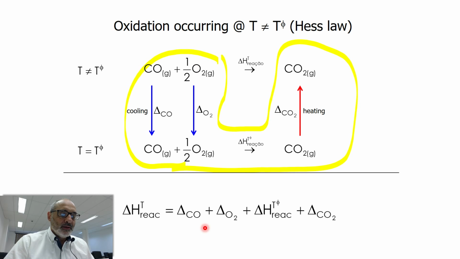It's equal to the heat that we removed from CO and O2 in order to bring them from 1000 degrees to 25 degrees, plus the heat released by the reaction, plus the heat absorbed necessary to reheat CO2 from 25 to 1000 degrees. So this is the first law of thermodynamics, according to this process here. And what Hess's law says is that it is equal.